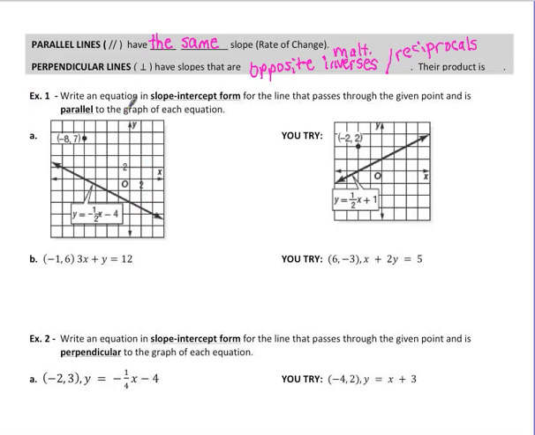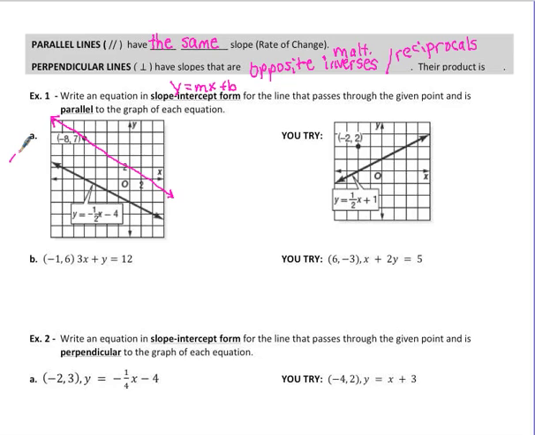Okay, so example 1, it says write an equation in slope-intercept form. So slope-intercept form, we should know by now, is y equals mx plus b, where m stands for the slope and b is your y-intercept. And for the line that passes through the given point and is parallel to the graph of each equation, that means I'm going to have the same slope. So I look at the line here and it needs to be passing through here. So basically, we're looking for a line that's going to be parallel and comes down something like this. Just to give you a visual of what we're looking for. It's not a perfectly parallel line, obviously, but it has to go through this point and it has to have the same slope.